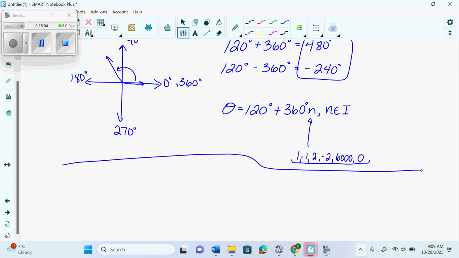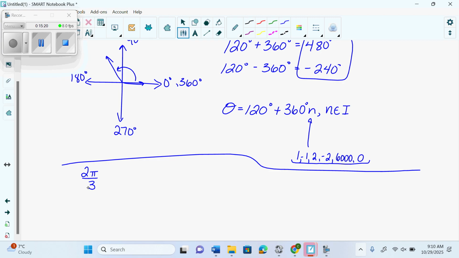2 pi over 3. Yeah, you can convert it. It's fine. So I'm going to go 2 pi over 3. Okay? Everyone's paying attention? When you do the general form, you'll always do the principal angle plus whatever.